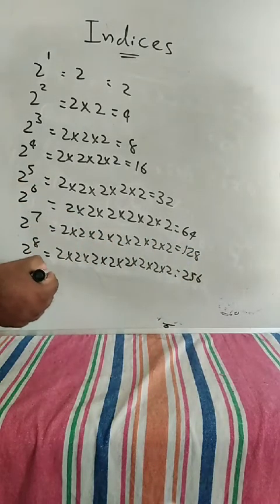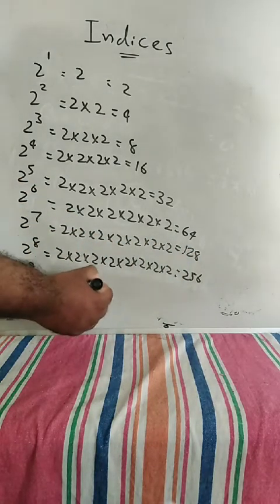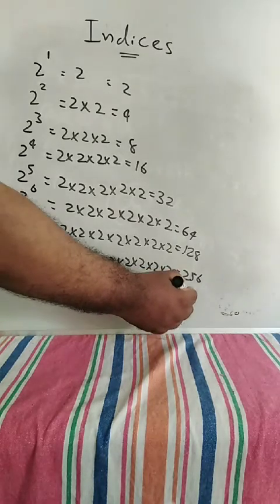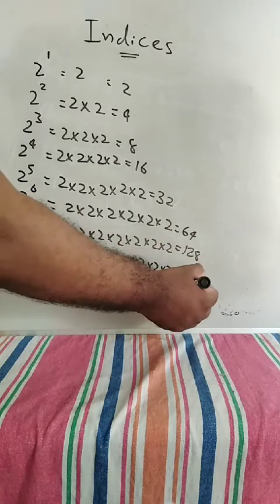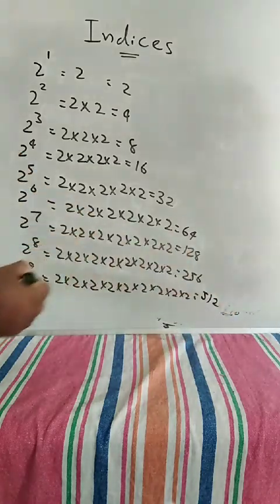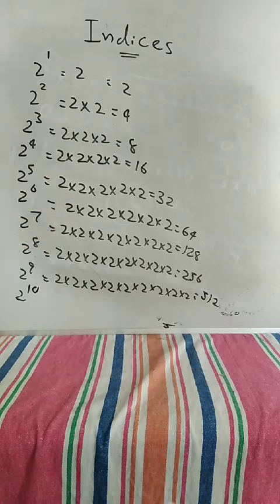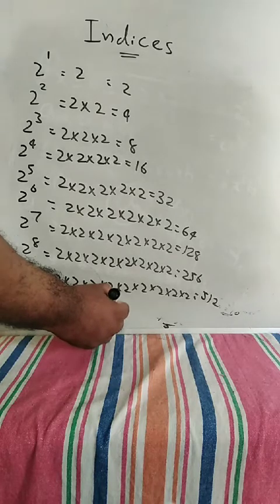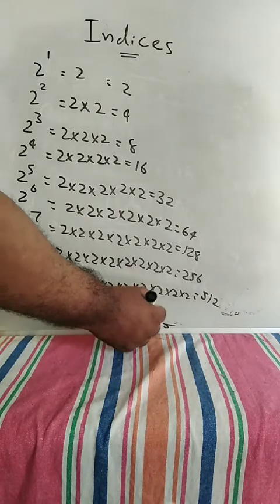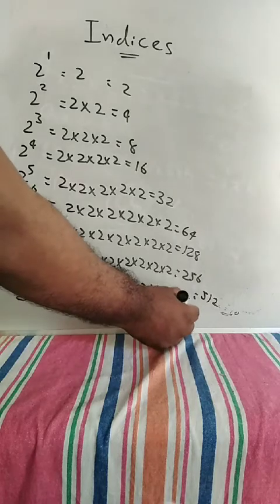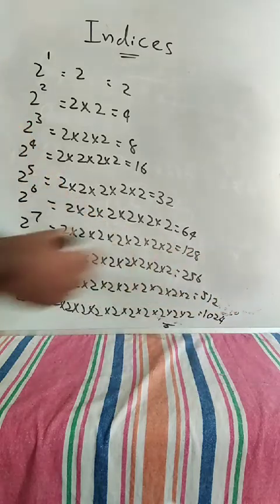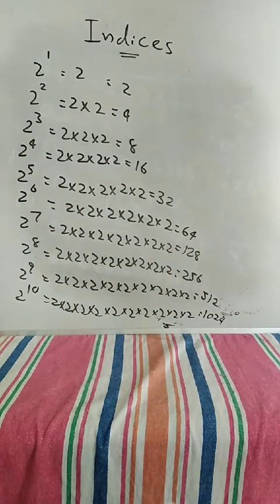Then 2 to the power 9, 2 should be multiplied 9 times. Then 256 into 2, 512. Then 2 to the power 10, can you see this? 2 to the power 10 means 2 should be multiplied 10 times. Then 512 into 2, 1024. Understand?